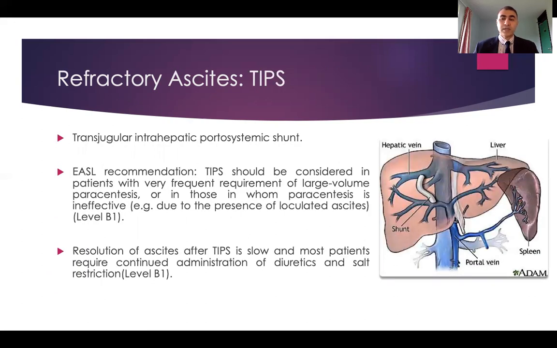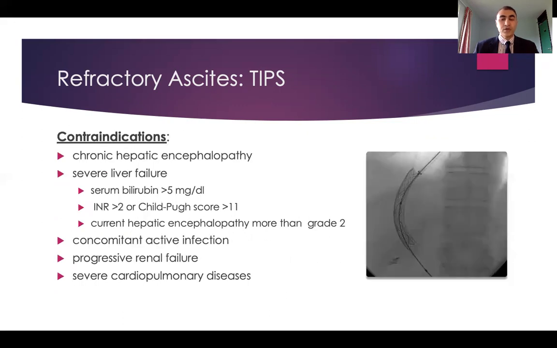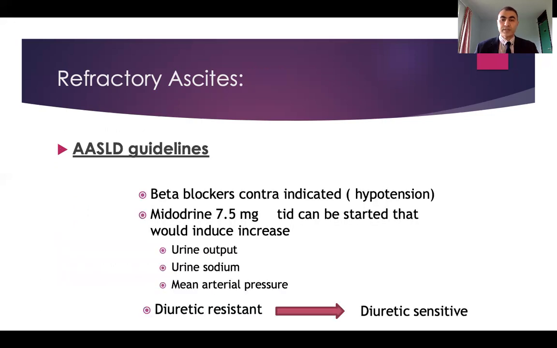If the patient has loculated ascites or requires very frequent large volume paracentesis, then TIPS should be the procedure. After TIPS, most patients require continued administration of diuretics and salt restriction. Contraindications for TIPS include hepatic encephalopathy, severe liver failure, any active infection, progressive renal failure, or cardiopulmonary disease.